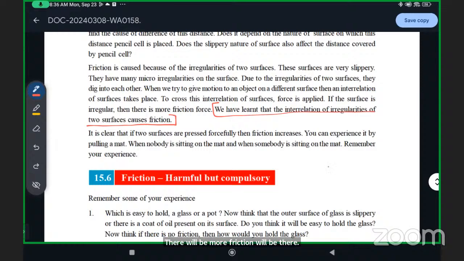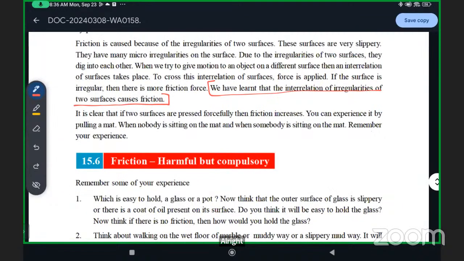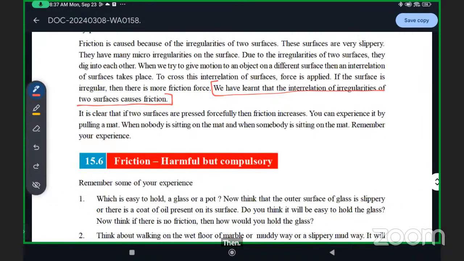Then suppose, for example, I have one surface and another surface.